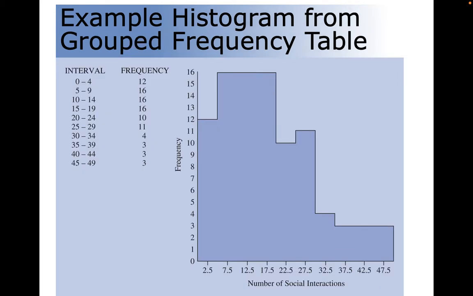It's also possible to construct a histogram based on a grouped frequency table. Here you see a histogram that was constructed from the social interaction data from the 94 students. You'll notice that what is labeled on the horizontal axis is the midpoint of the intervals. Specifically, we see the midpoint between the bottom of each successive interval. So 2.5 is the midpoint between 0 and 5. 7.5 is the midpoint between 5 and 10.